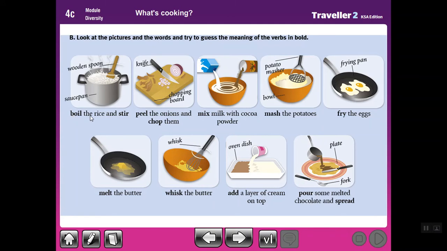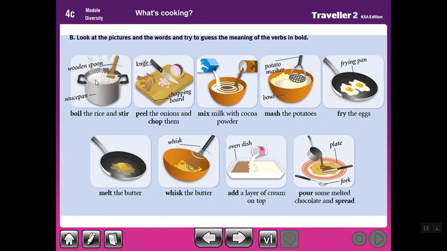One, boil the rice and stir. Boil the rice and stir. Okay? Boil here, when you boil the rice, you put it in hot water and see bubbles coming out of the water when the rice and the water are very hot. Stir here means you keep moving the rice using a wooden spoon. Yeah, this is a wooden spoon. You stir like this.